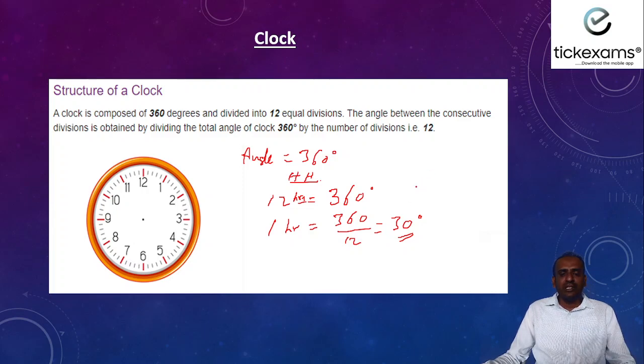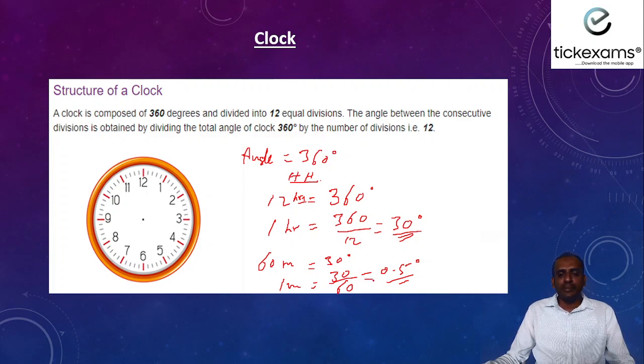But what happens if the question is in minutes? We know very well 1 hour is nothing but 60 minutes. So 60 minutes, again we know 1 hour is 30 degrees. So 60 minutes is equal to 30 degrees. Now 1 minute is equal to 30 by 60, which is nothing but 0.5 degrees or 1 by 2 degree. Now what does this mean? This means when the hour hand moves by 1 minute, it covers 0.5 degree, or it makes an angle of 0.5 degree with respect to its previous position.